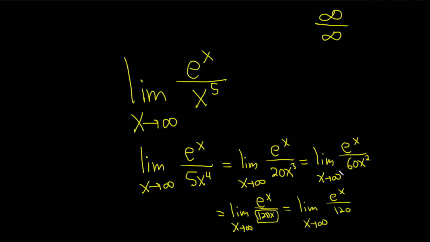Now we can't use L'Hopital's anymore because the bottom is just 120. It's not infinity. So what happens here? Well, as x approaches infinity, the top is approaching infinity. The bottom is constant, so this is equal to infinity.